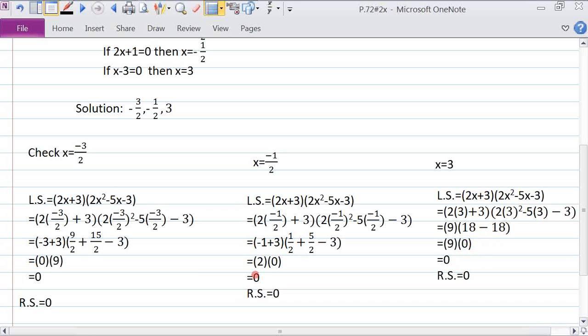9 times 0. So you can see over here that in different cases, as you get to the second to last term, something's always 0.